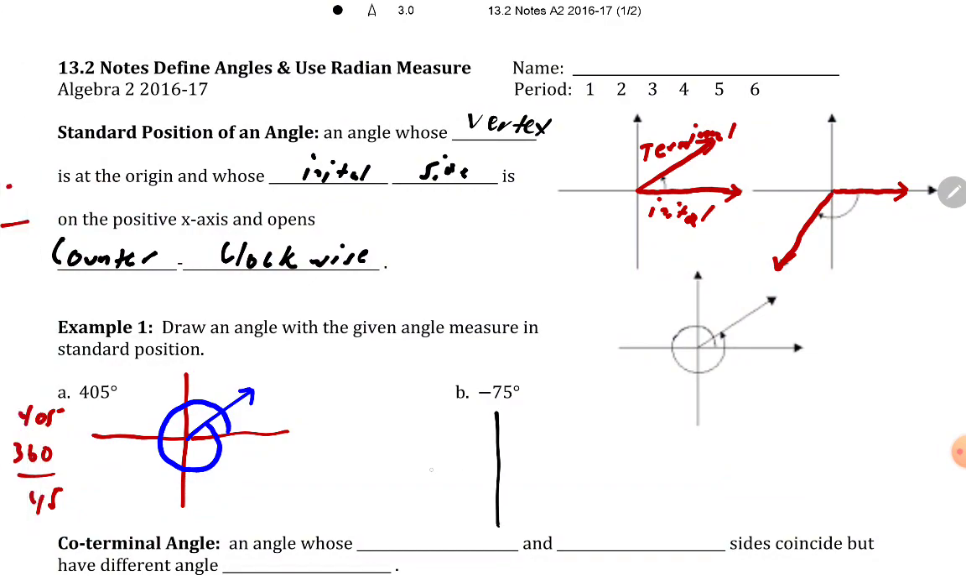So we always measure counterclockwise unless we go negative. If we go negative, then we're going to go down like this. So this would be 75 degrees.